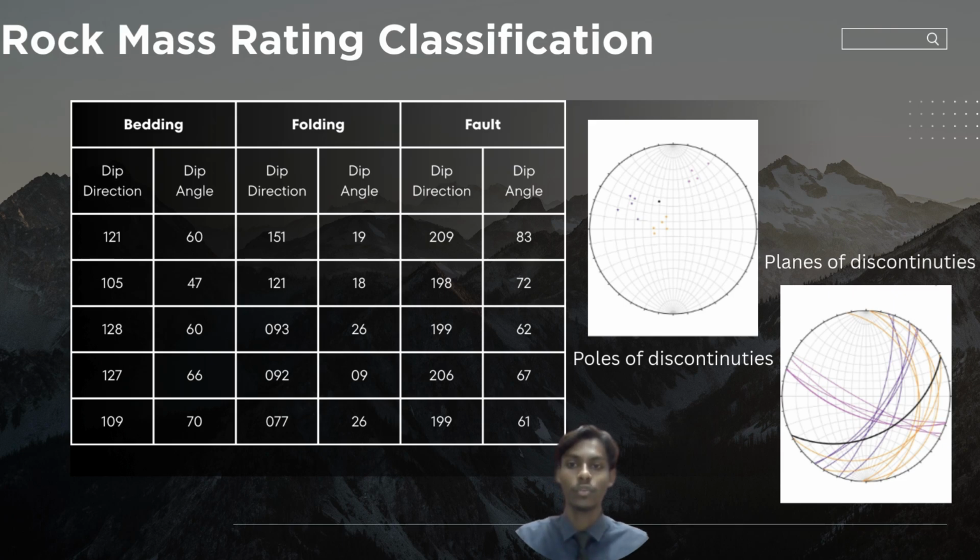Then, at Site 2, we took readings for dip direction and dip angle for bedding, folding, and fault. So, these are the values. Then, from these data, we get the poles of discontinuities and planes of discontinuities.